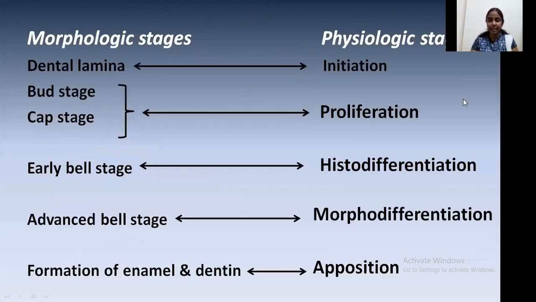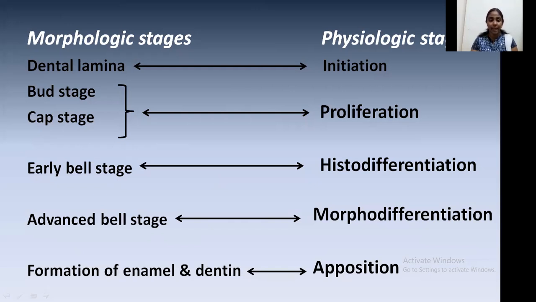If you can see, morphologic and physiologic stages are given. We have to correlate which morphologic stage will be more or less equal to the physiologic stage. When the morphologic stage is only in the dental lamina area, or it shows only the dental lamina, physiologically it is correlated with the initiation stage.